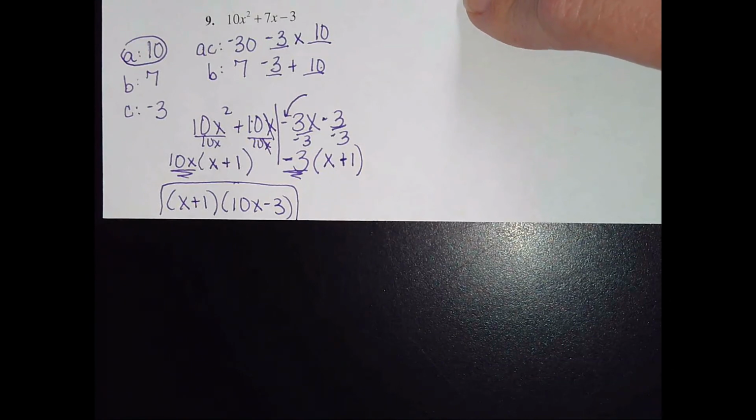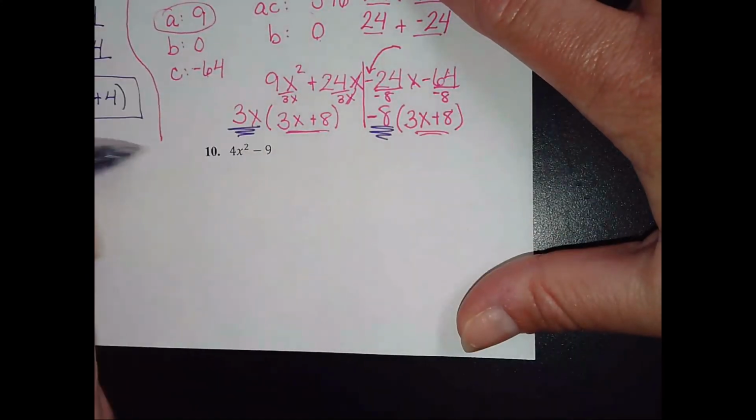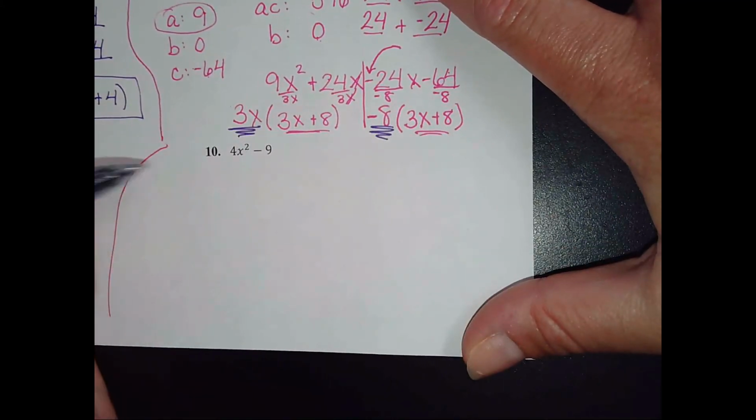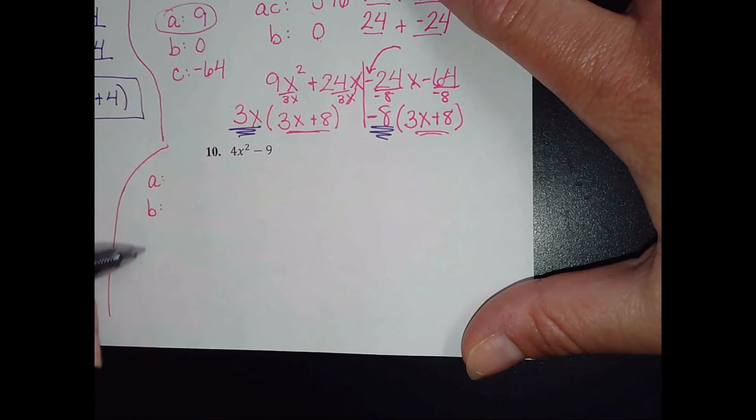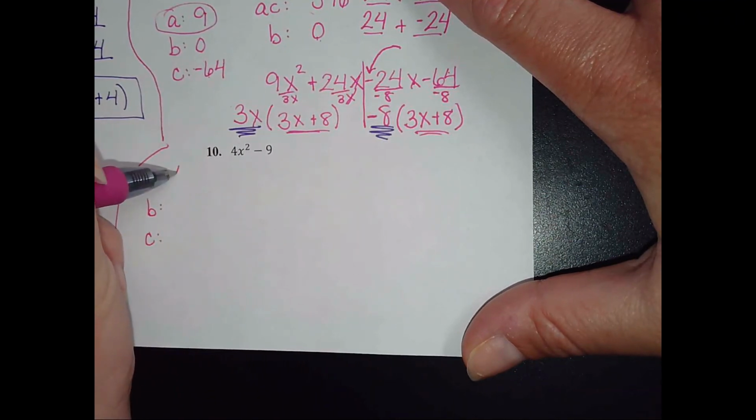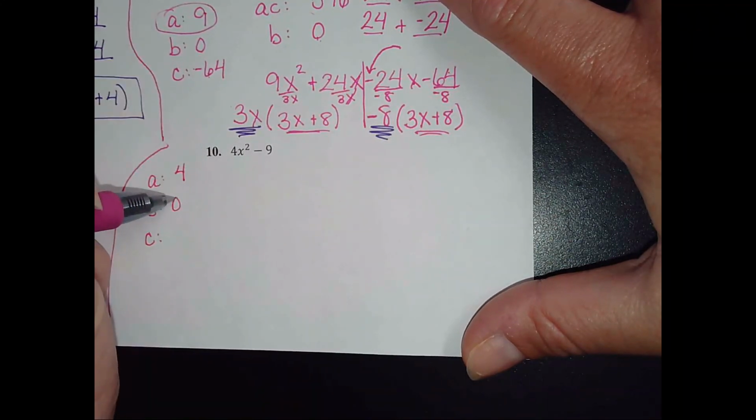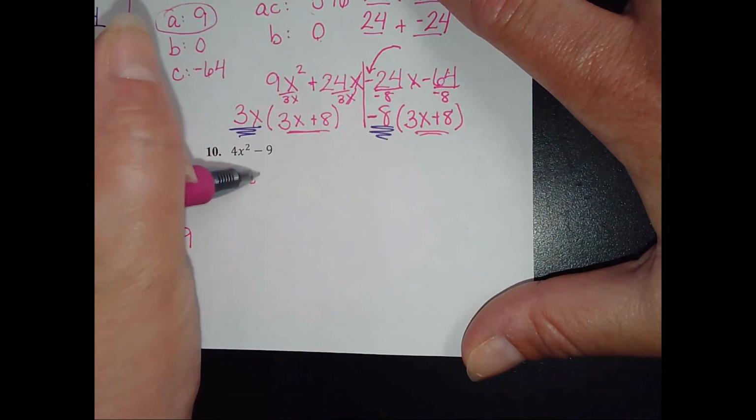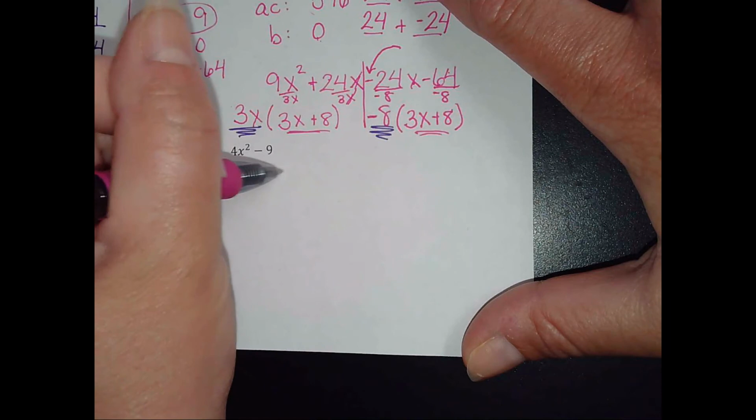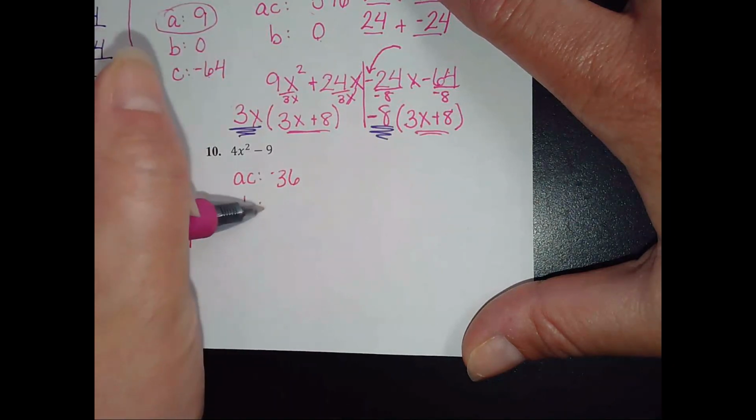All right, last one. It's another one where B is missing, but the numbers are a little bit nicer. So you still are factoring. List out your A, your B, and your C. A is 4, B is 0, C is negative 9. So you do A times C. 4 times negative 9 is negative 36. And your B is 0.